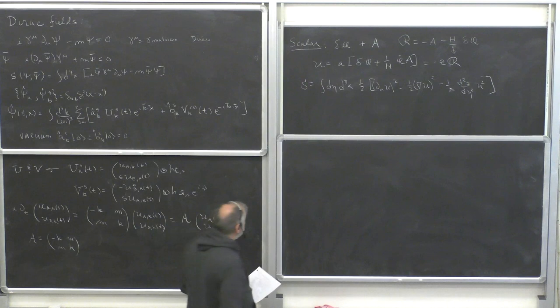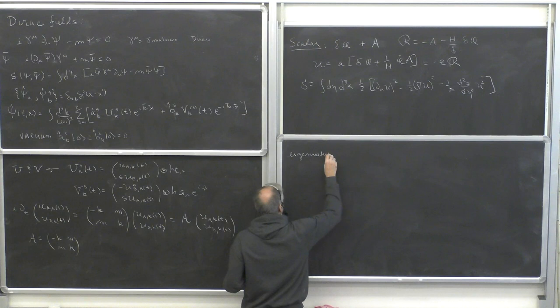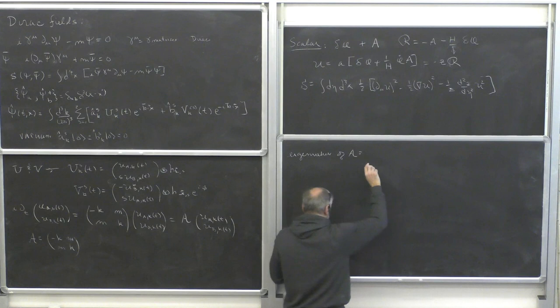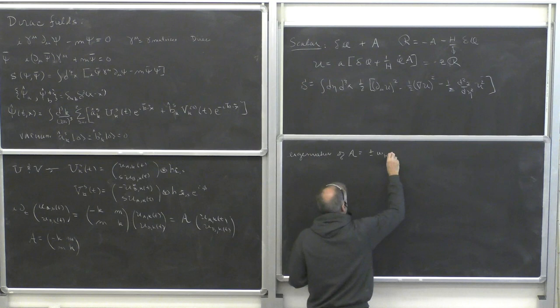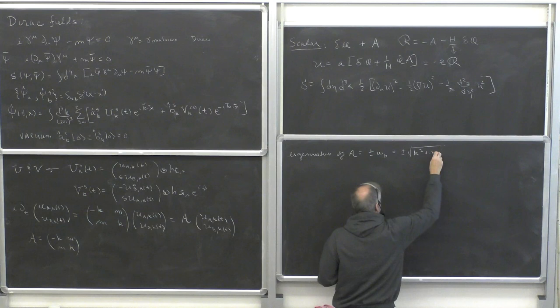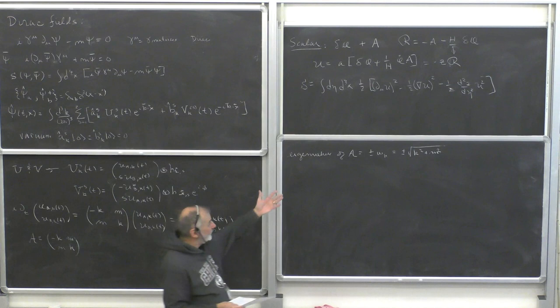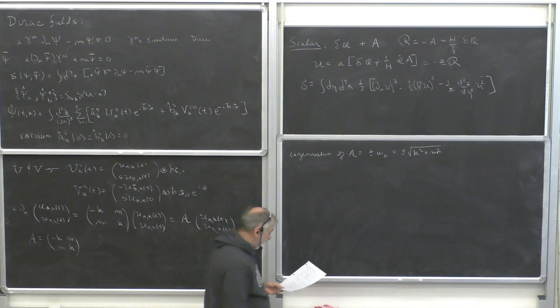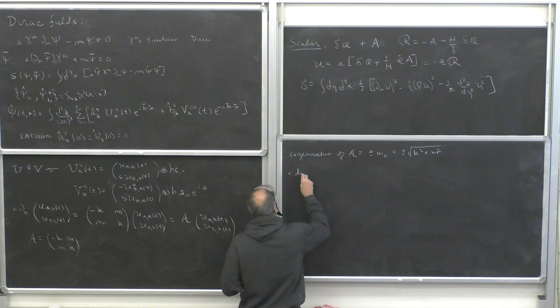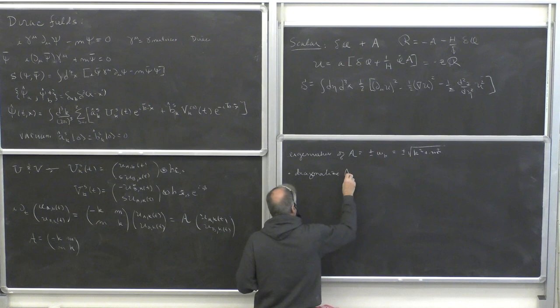Now the eigenvalues of this matrix A are plus and minus omega k, which is plus or minus the square root of k squared plus m squared. Now we want to diagonalize A so that we work in the basis that has the plus or minus omega k. So we want to diagonalize A by a rotation matrix.